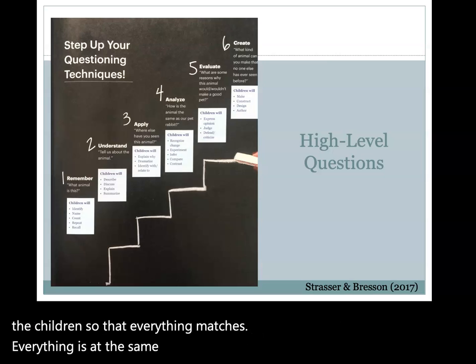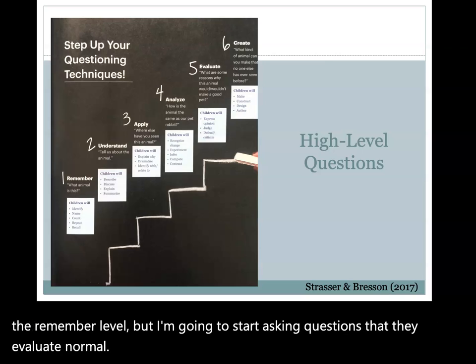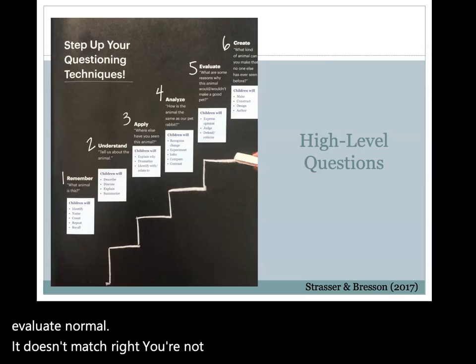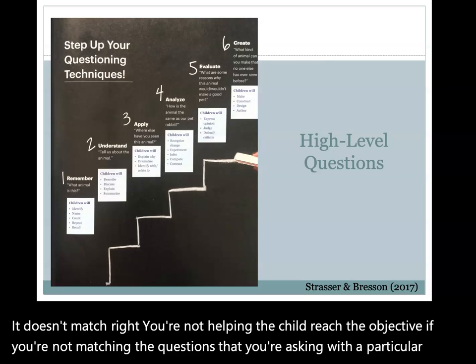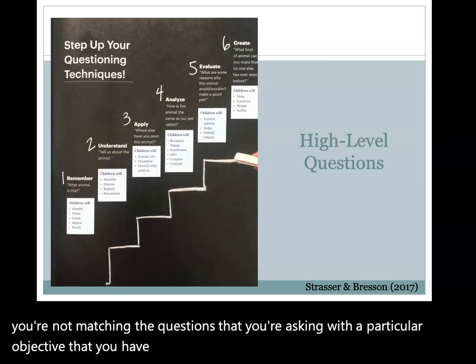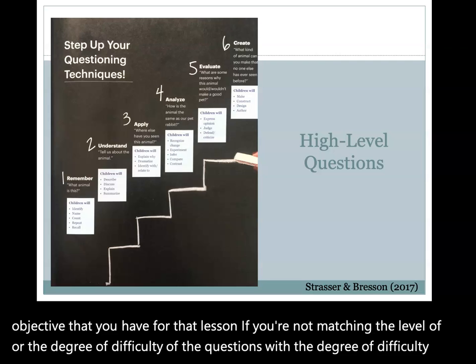Because it's not fair to say, okay, well, the objective is at the remember level, but I'm going to start asking questions at the evaluate level. It doesn't match, right? You're not helping the child reach the objective if you're not matching the questions that you're asking with the particular objective that you have for that lesson, if you're not matching the degree of difficulty of the questions with the degree of difficulty of the learning objective.